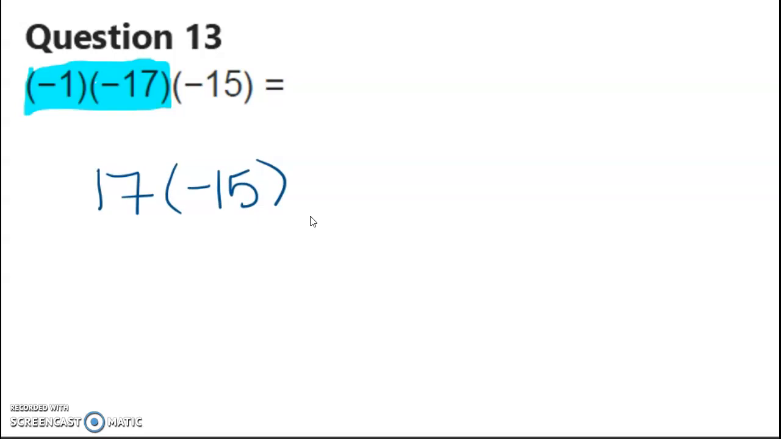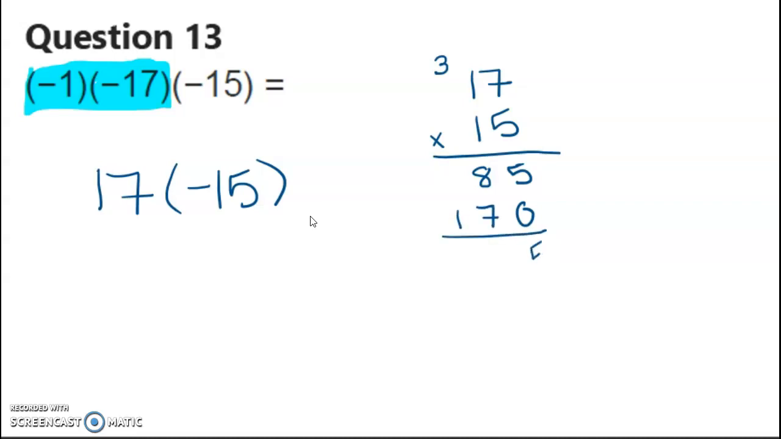My steps say multiply as normal and then determine the sign. So let's go ahead and multiply as normal. 17 times 15. 5 times 7 is 35. 5 times 1 is 5, plus 3 more is 8. And then we're going to move on to the 1 over here. So we're going to put a placeholder. 1 times 7 is 7. 1 times 1 is 1. We'll just add. 5 plus 0, 8 plus 7 is 15. 1 plus 1 is 2.